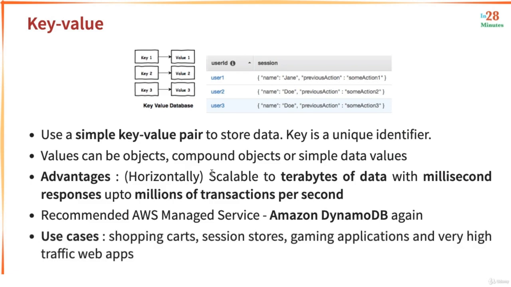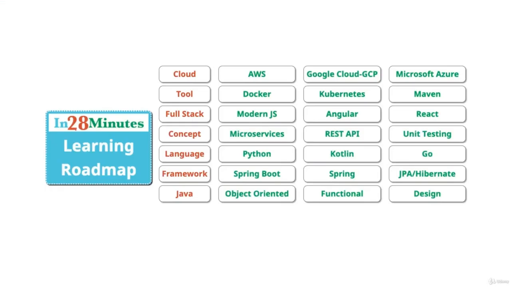The typical use cases where key value pairs are used. I would want to store shopping cart. The key is the user ID, the value is the content of the shopping cart. You have session stores. The key is the session ID and the content of the session. You have gaming applications where you have an application state or a gaming state to be stored. So you have a specific ID to identify the user and the state of the game. And you have very high traffic web applications. So these are all the use cases where you want to go for a key value type of a database. I'll see you in the next step.